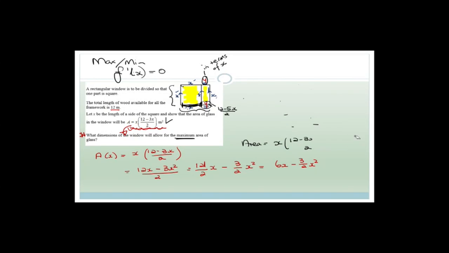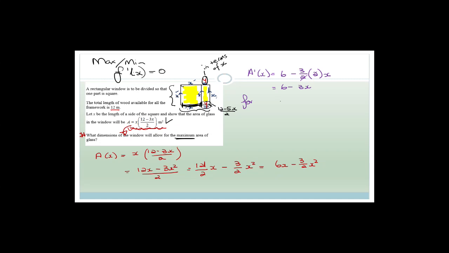Okay, so now what I'm going to do is erase all this. So I now have space to write. And now that I've got the actual equation without any funny brackets and squares and things like that, I am now going to derive it. Okay, I'm going to find the derivative. So I'm going to change to purple. And I'm going to go A dashed of x is equal to 6 minus 3 over 2 times by 2 to the x, okay, which equals 6 minus, these cancel, 3x.